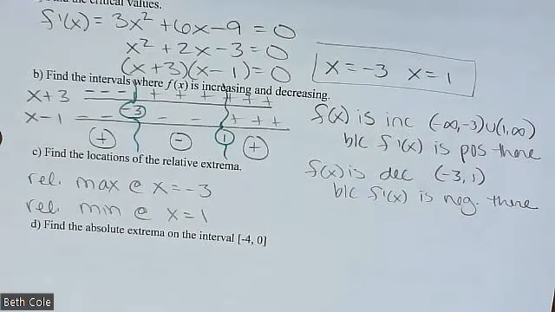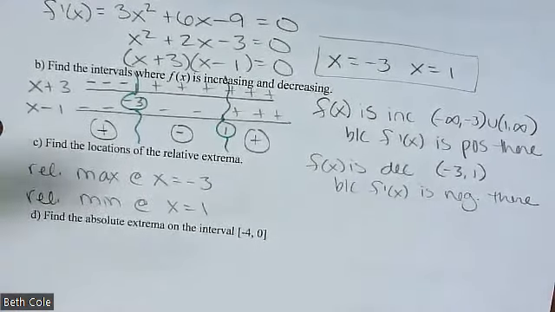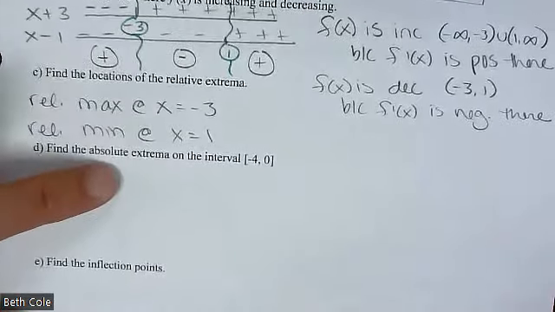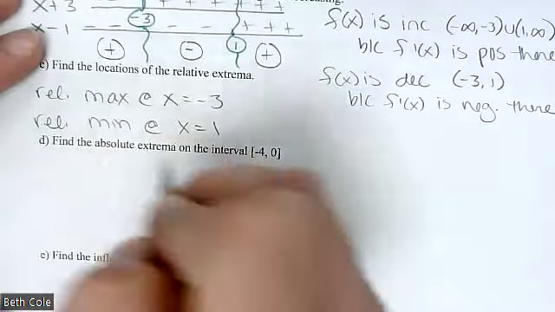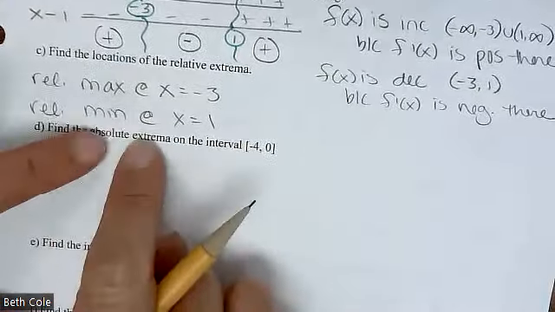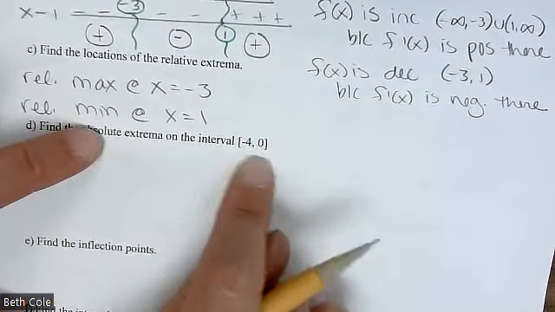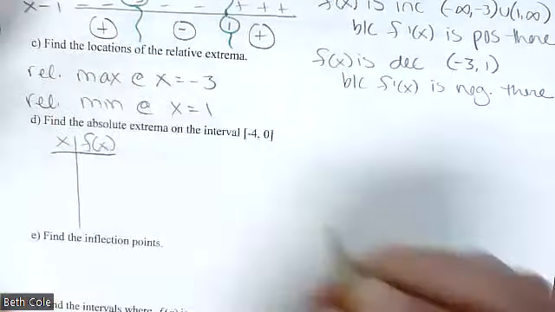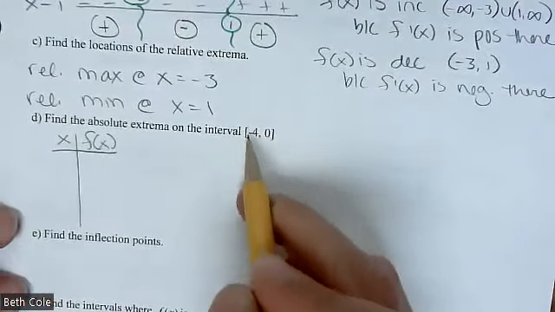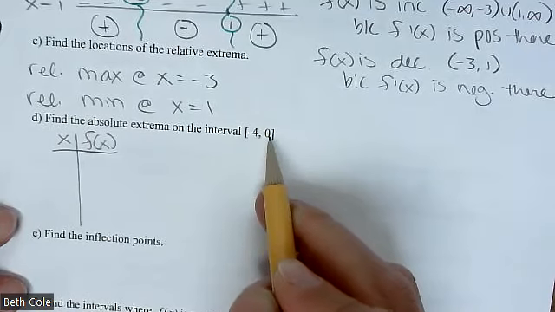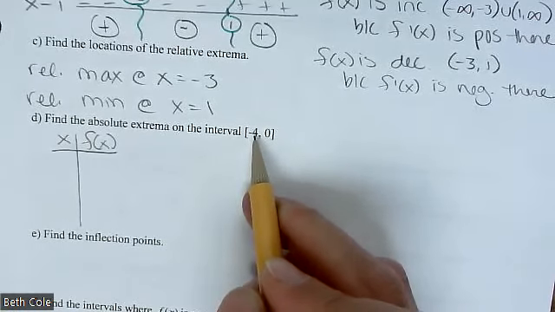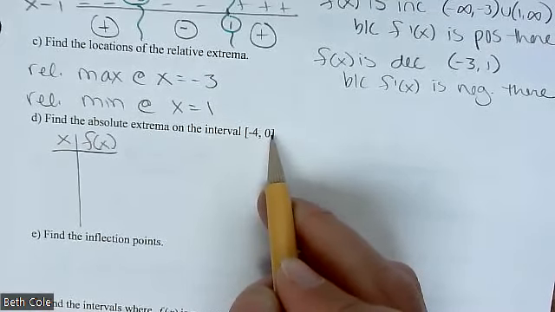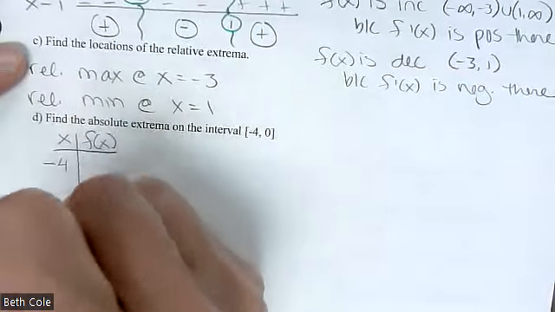Good. All right. Do you remember how we do absolute? This was on the other side of the notes when we flipped it over. Do you remember what the test is called for the absolute ones on an interval? Candidates test. Who are your candidates? Good, those are called endpoints. And then who are your other candidates? Endpoints and critical points. All right, so our endpoints are -4 and 0.